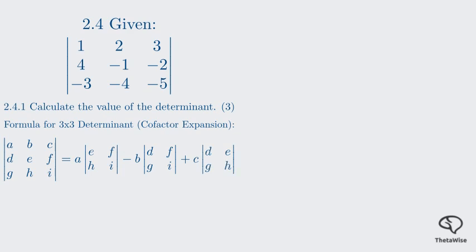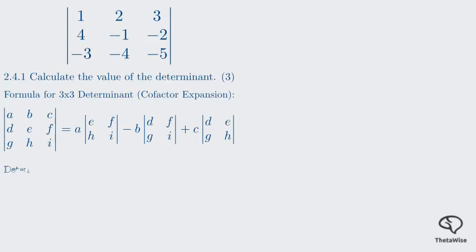Now let's substitute the values from our matrix into this formula. Remember, our matrix is 1, 2, 3 in the first row. So A is 1, B is 2, and C is 3. Following the formula, we have 1 times the determinant of a smaller matrix, minus 2 times the determinant of another, plus 3 times the determinant of a third. Notice the minus sign on the second term. This is crucial for the cofactor expansion.